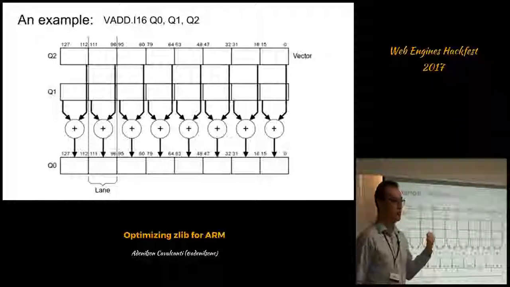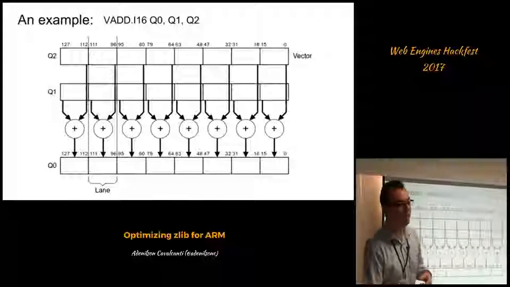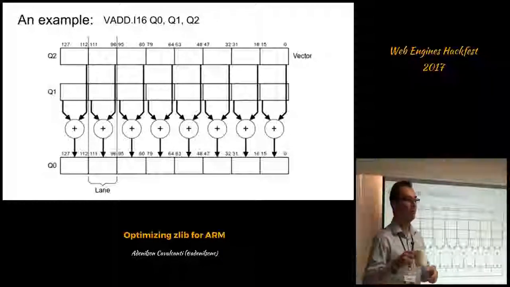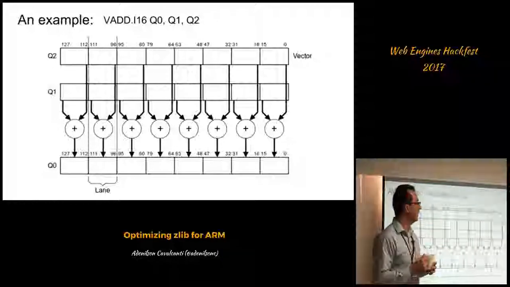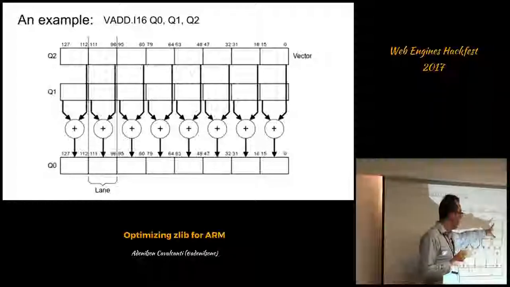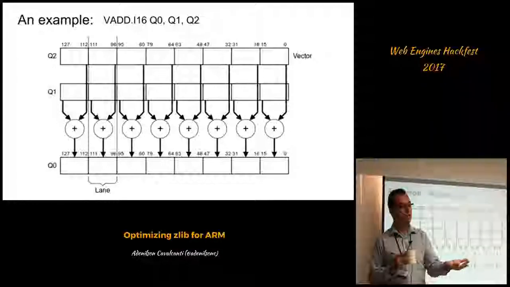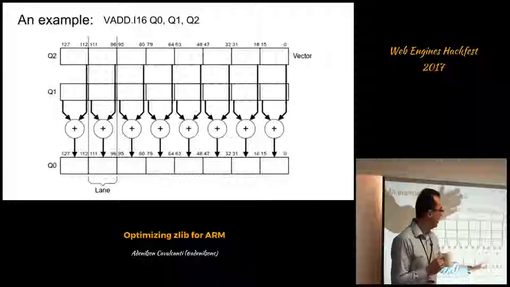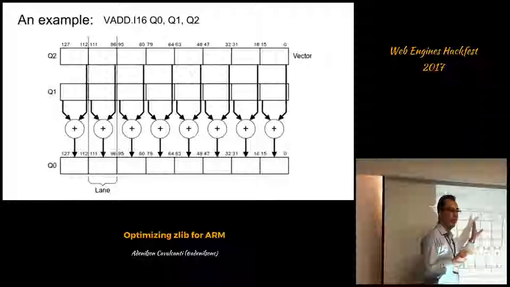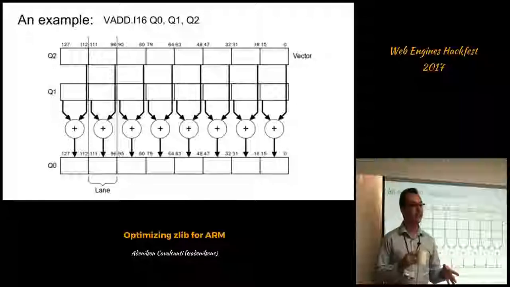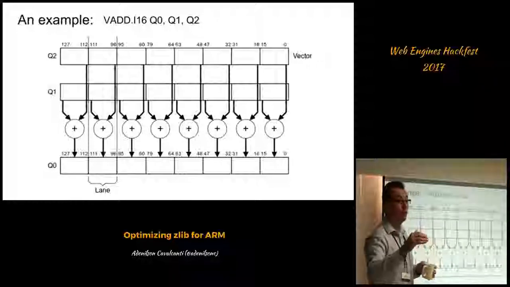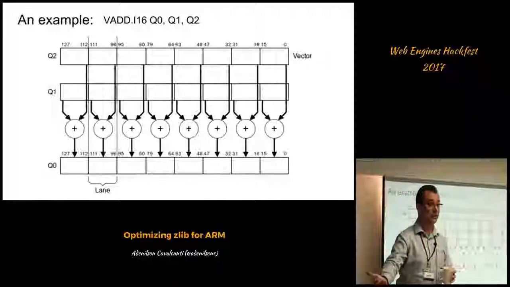But actually, there is a potential issue in this code. I'm not sure if you guys noticed. Alright, so the issue is that there are no carry-ons between the lanes. Say you have two 16-bit integers, and some of them could actually overflow and do not carry on to the next lane. So sometimes you have to promote from 16 bits to 32 bits.